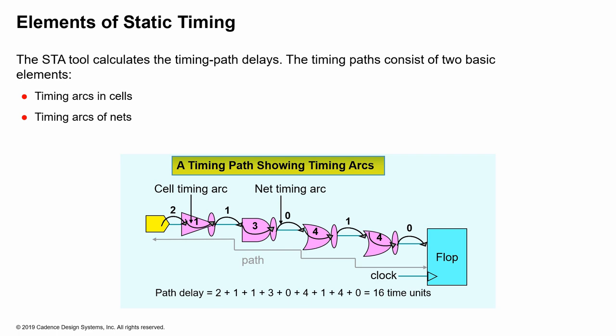So as we've seen before, the STA tool is calculating the timing path delays. These timing paths mainly consist of two basic elements: the timing arcs in the cells and the timing arcs of the nets. So basically the goal in timing is to restrict the path delay to a certain amount as specified by the constraints. In this example we have a flop, and this flop provides timing check data. So the checks are also part of static timing analysis.